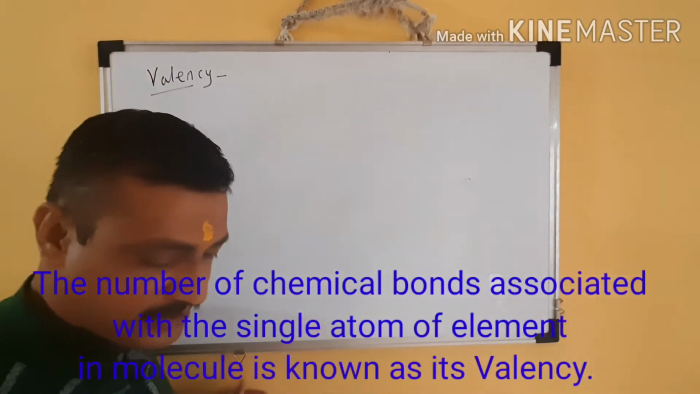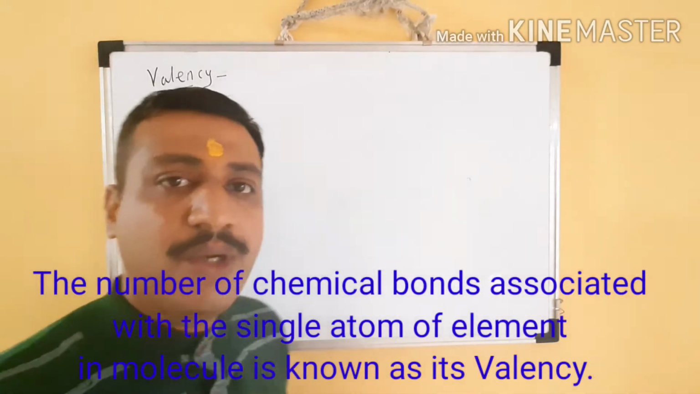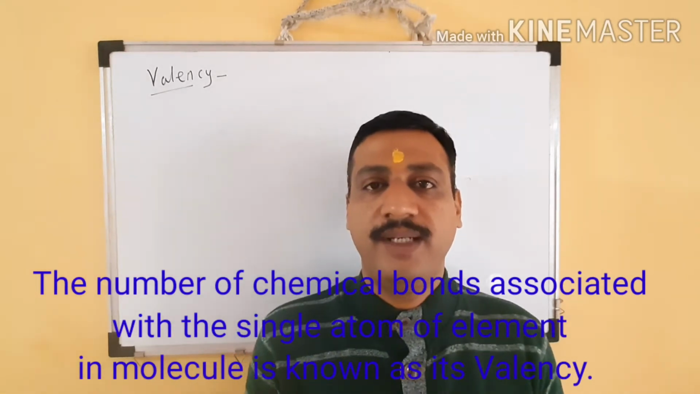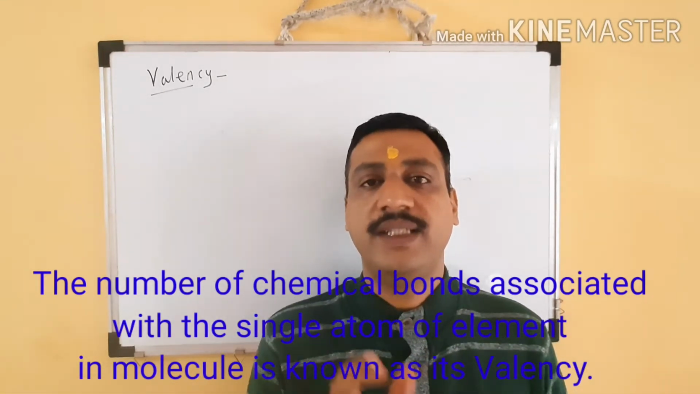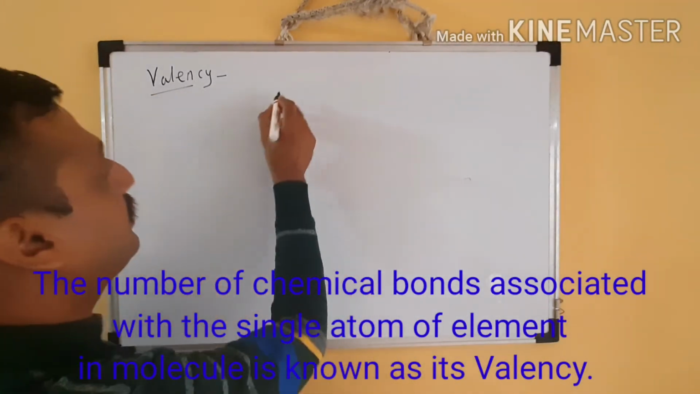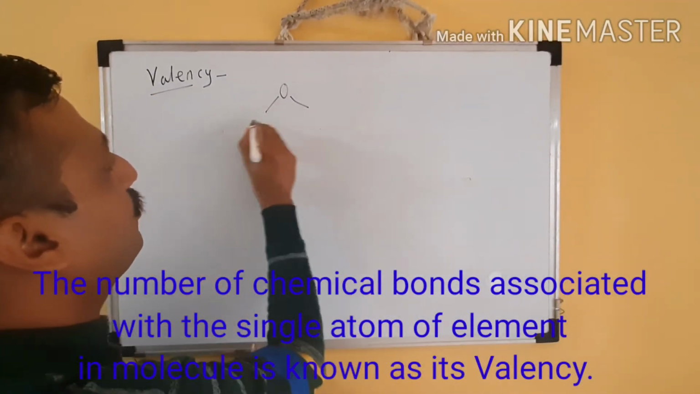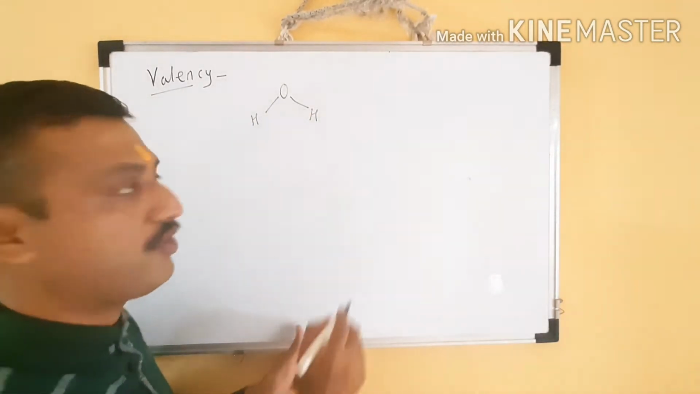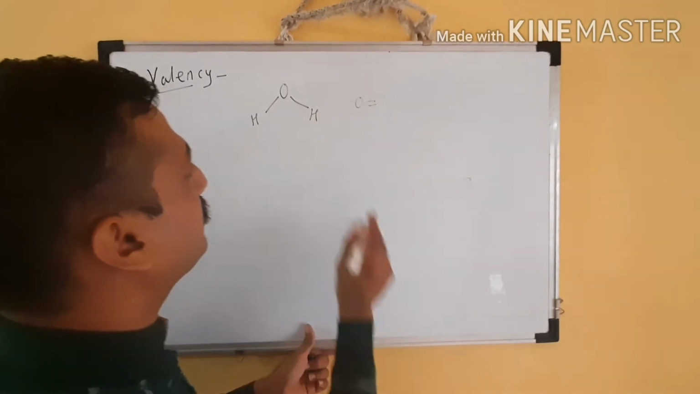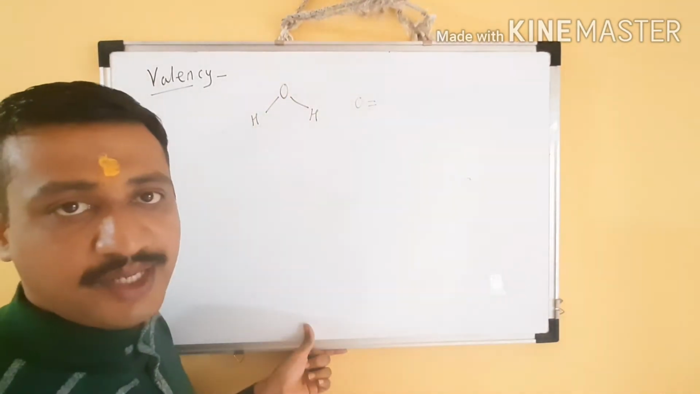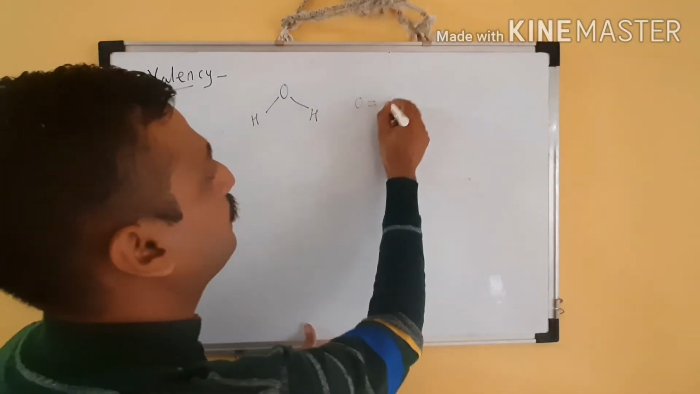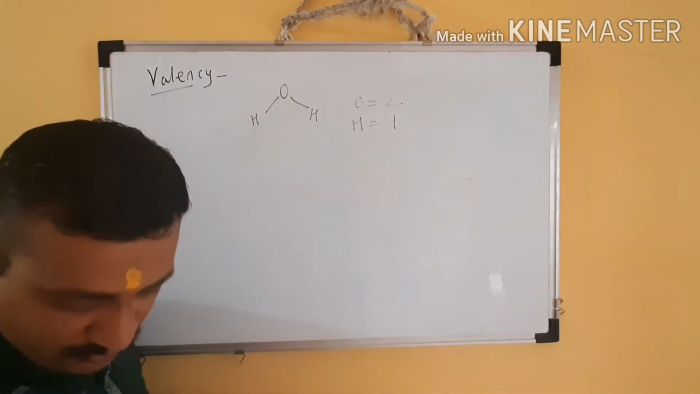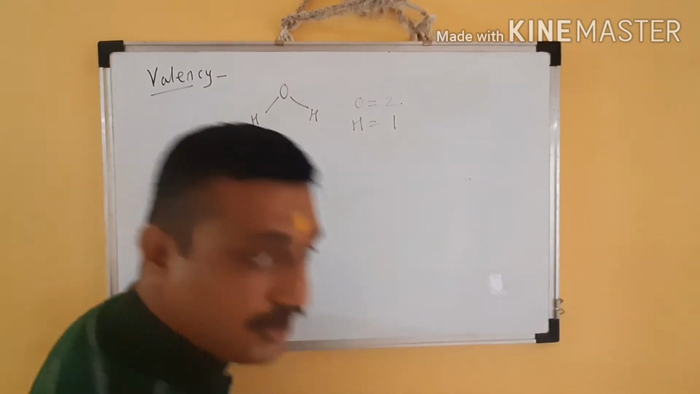The second, advanced definition: the number of chemical bonds formed by a single atom of an element in a given molecule, we call its valency. For example, water, the universal solvent, H2O is the chemical formula. In a water molecule we observe the oxygen atom is associated with two chemical bonds. That's why the valency of oxygen is 2, and a hydrogen atom is involved in one chemical bond. Let's consider only one hydrogen atom. That's why the valency of hydrogen is 1.